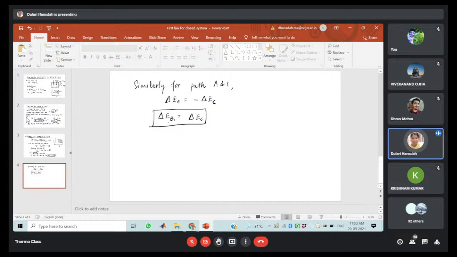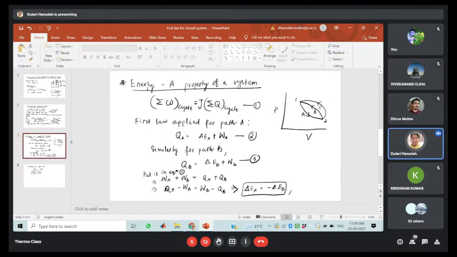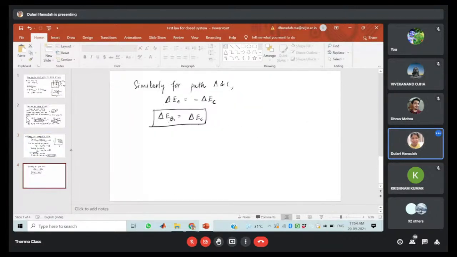Okay, so whatever may be the path the system is following, your net energy change will be the same. If the net energy change is the same, then we can say that this energy change is nothing but a point function, or a property of the system, because it is dependent on the end state of the system. It does not depend upon path C or path B. Okay. Now you got my point.